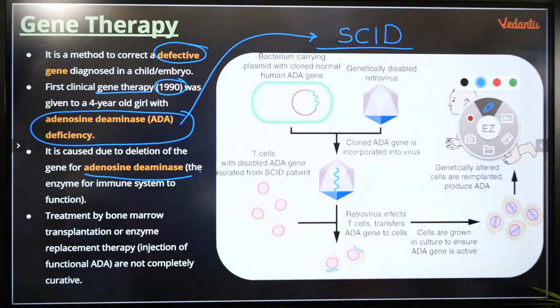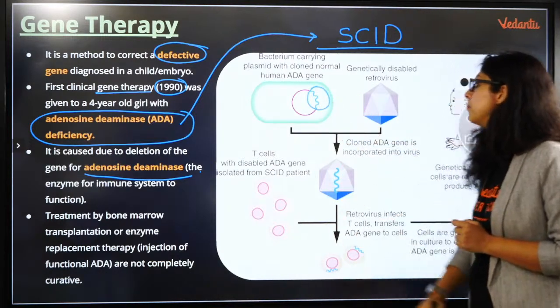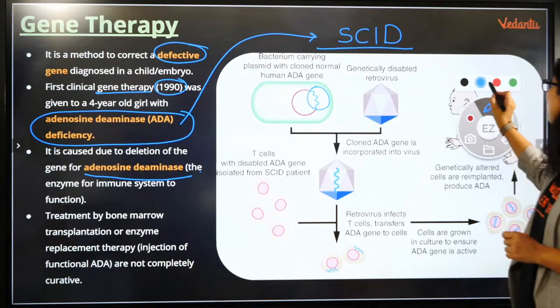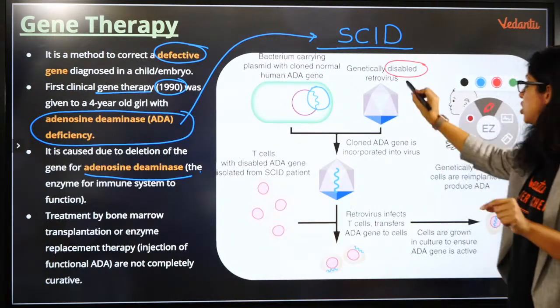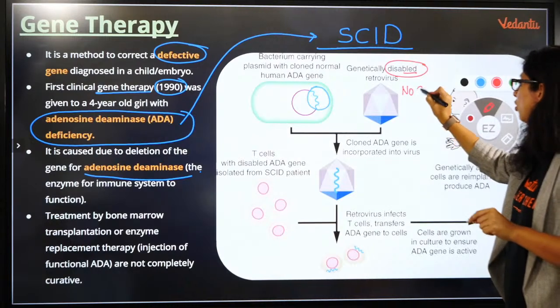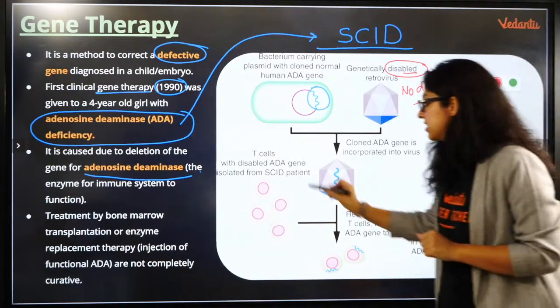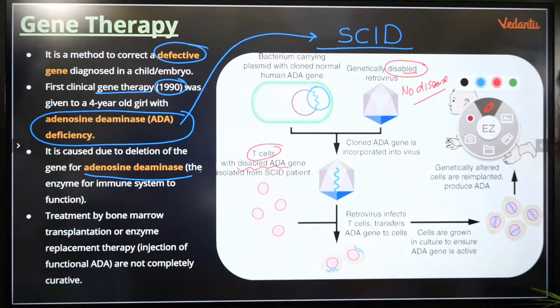So what we do is bacteria carrying plasmid with cloned normal ADA gene. Is that clear? And genetically disabled retrovirus, that means it will not cause disease. It is genetically disabled. No disease. Now in their T cells, T cells don't have ADA. That is why immunodeficiency is there. T cells के पास ADA नहीं है.